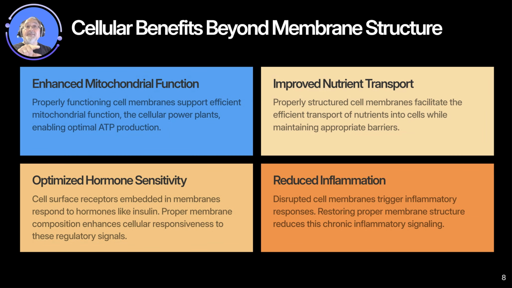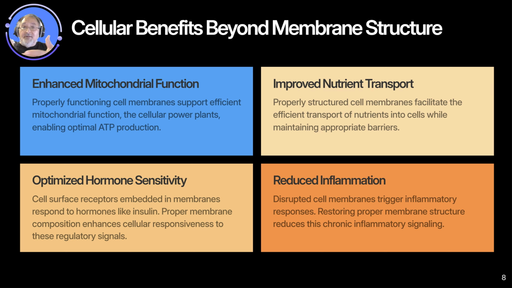Okay, cellular benefits beyond membrane structure. Restoring proper cell membrane composition yields benefits extending beyond basic structure. Properly functioning membranes support enhanced mitochondrial function. Mitochondria, the cellular power plants where all the energy that runs your body comes from, depend on proper membrane composition to generate energy efficiently. Restored membranes support optimal ATP production.